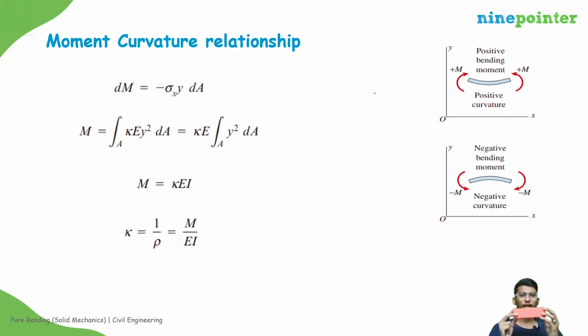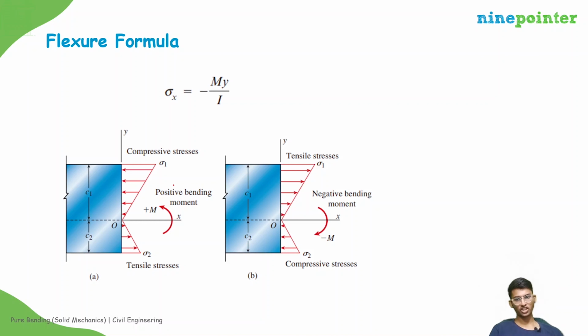When you apply a moment, it is responsible for the bending, right? Because of the bending, curvature gets developed. So can we relate this applied moment and the curvature? Yes, we can relate those two things. At a cross section, bending stresses will develop. The normal stresses developed due to the bending are known as bending stresses.